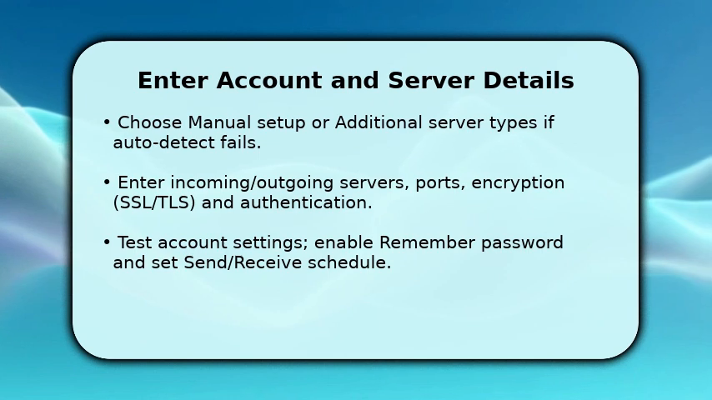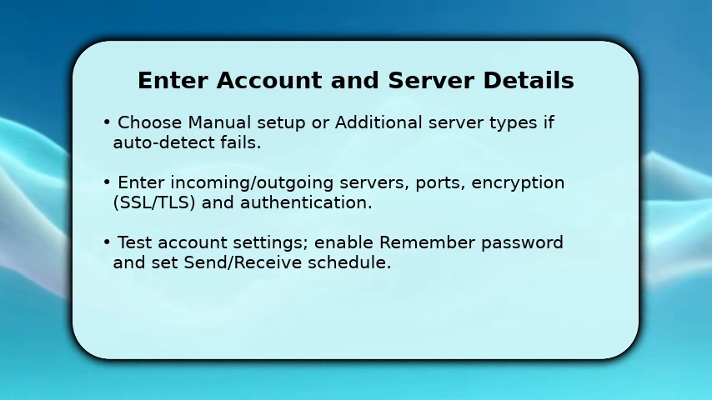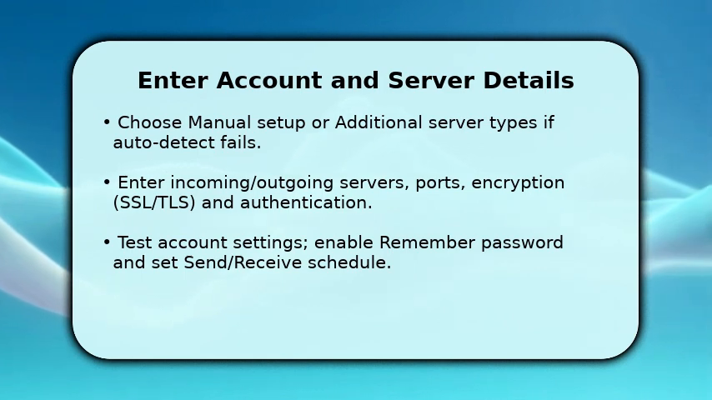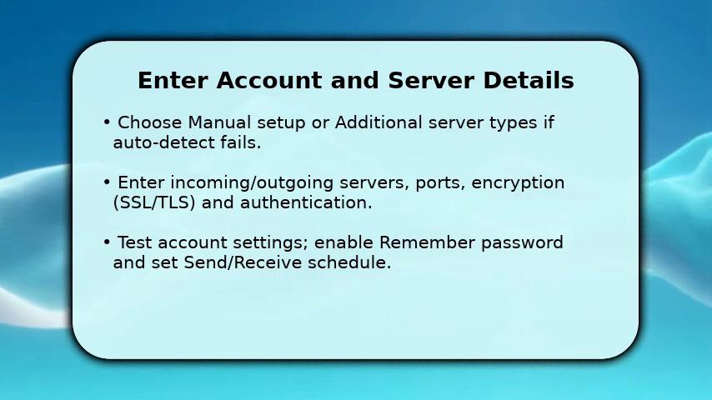Now type the incoming server, port number, and encryption method. IMAP typically uses port 993 with SSL, POP uses 995. Outgoing SMTP often uses 587 with STARTTLS. Make sure the username matches your full email address and enable authentication for outgoing mail.